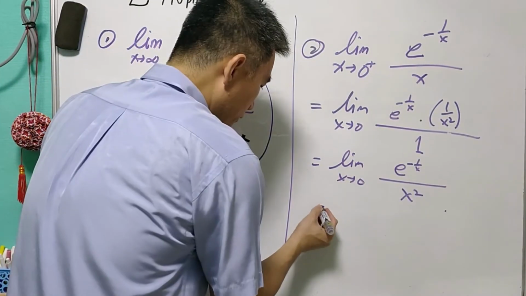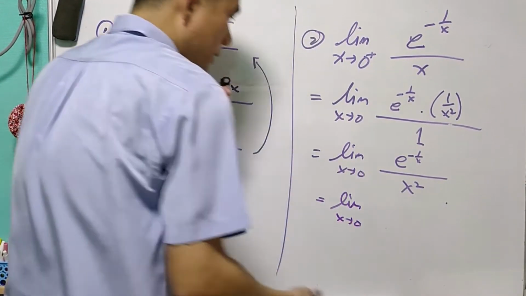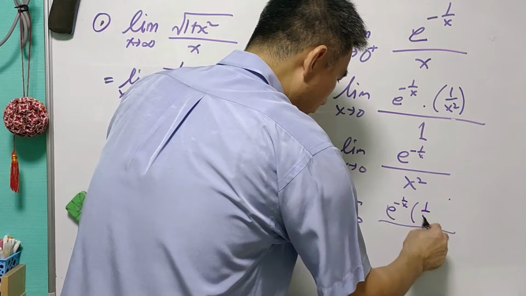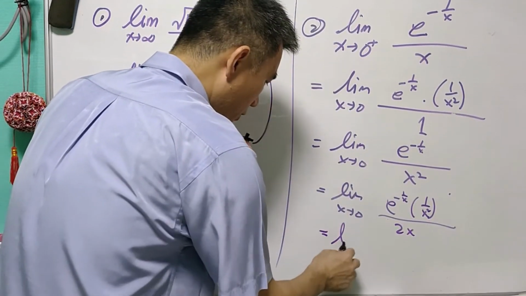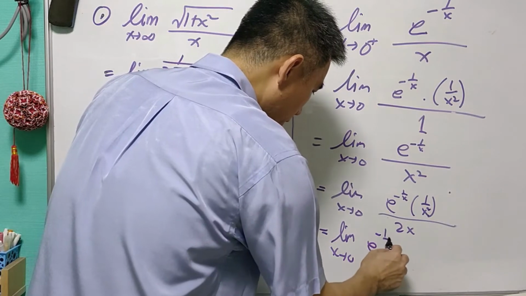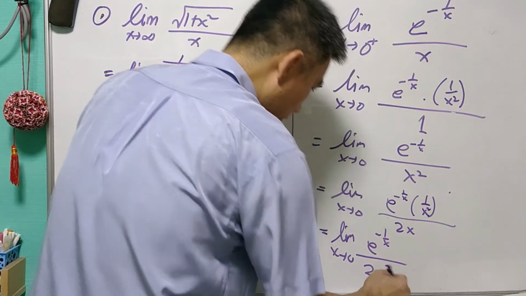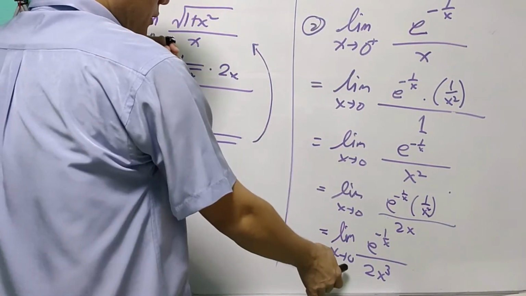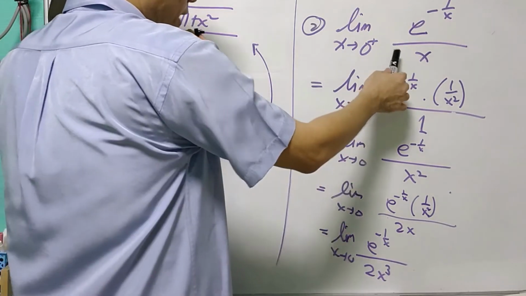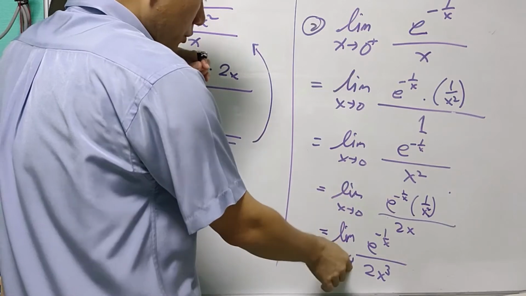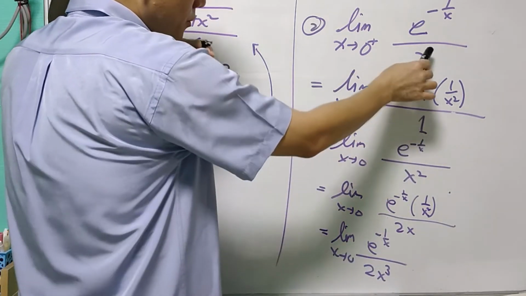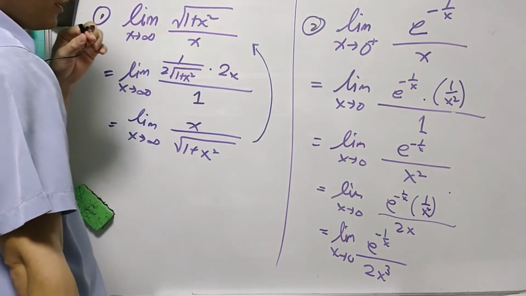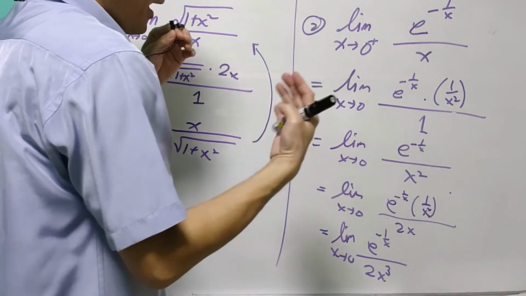If we differentiate one more time, then we'll see that this will equal e to the negative 1 over x, times 1 over x squared, and this is 2x. And we will have e to the power of negative 1 over x over 2x to the power 3. So in this case, L'Hopital's rule does not simplify our expression. Whenever we apply L'Hopital's rule, the power of x will increase from x to the power 1 to x to the power 2 to x to the power 3, and we will continue. And it still cannot give us a clear answer.